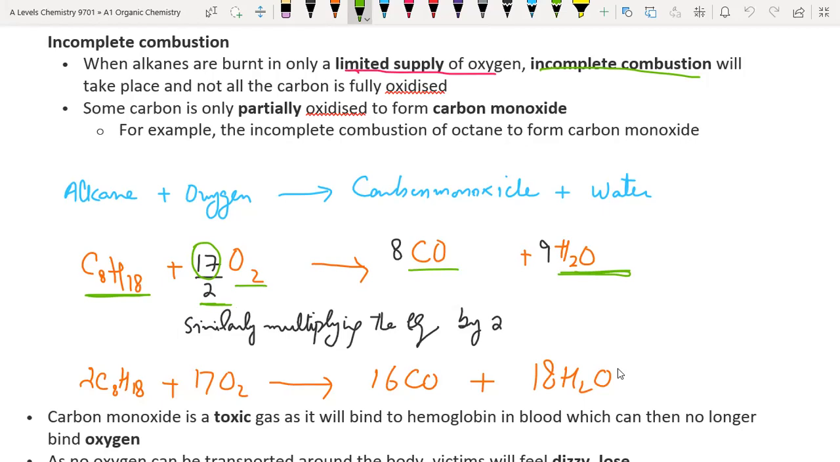As carbon monoxide is a toxic gas, it will bind to the hemoglobin in blood, which can then no longer bind oxygen. In other words, we can say it blocks the binding capacity of hemoglobin.